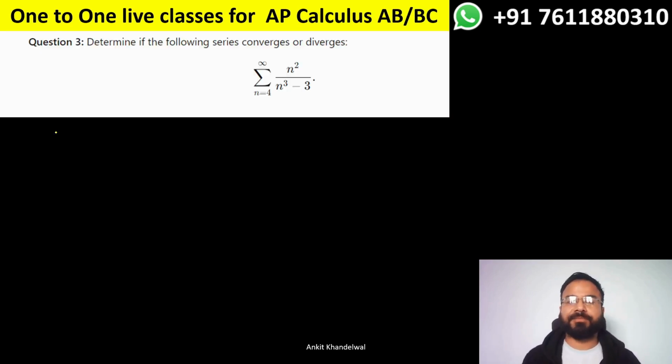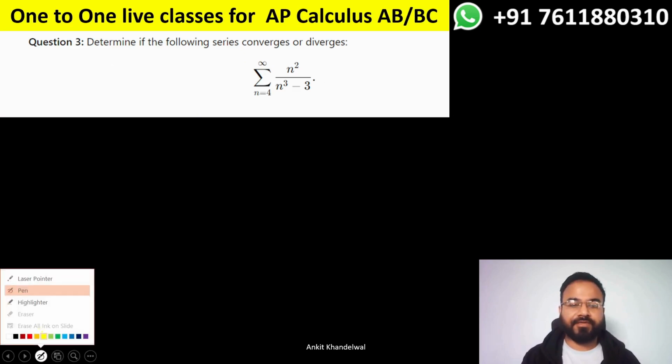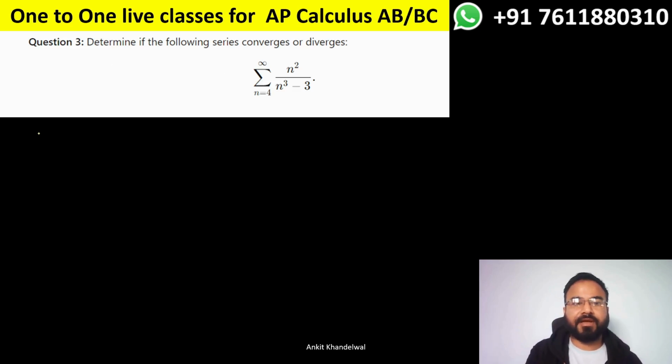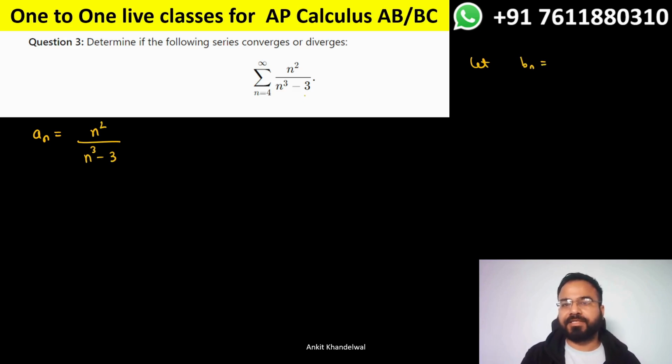Let us take one more example. Here also we have to comment whether it converges or diverges. So let us say our an is n square upon n cube minus 3. And when we have to assume the bn, try to remove some of the terms. Whenever a constant is present, remove the constants first. So if I remove this constant, I will be left with n square by n cube, and I know its nature.